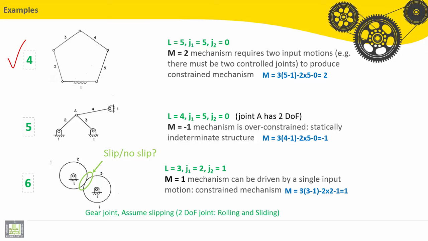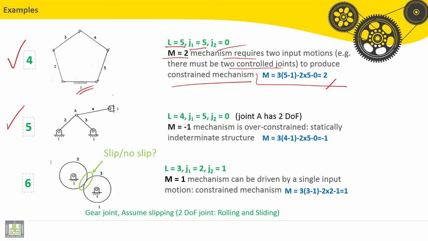Fourth example, number of links is equal 5, include the ground. Lower pairs, we have five rotational joints. And no higher pairs, so M is equal 2. This mechanism requires two input motions. That means there must be two controlled joints to produce constrained mechanism. To check, M is equal 3 into L minus 1 minus 2 J1 minus 0. So it is equal 2.